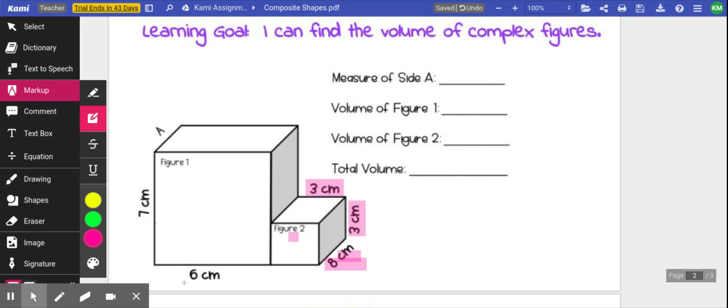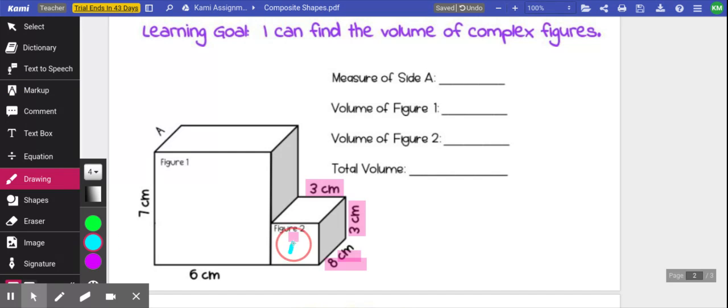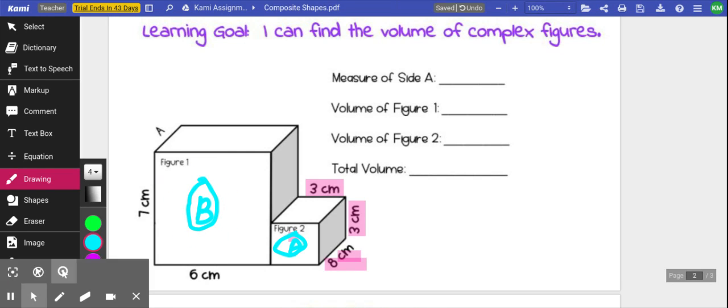Figure 1 does not have all the dimensions. It only has the length and the height. We're going to have to figure out the width in order to solve and find the volume. So we're going to go ahead and label figure 2 shape A, and we'll label figure 1 shape B. All right, so what I want you to do is calculate the volume for shape A.